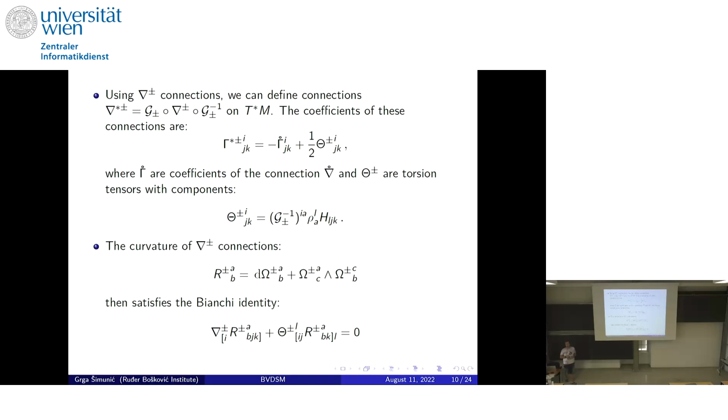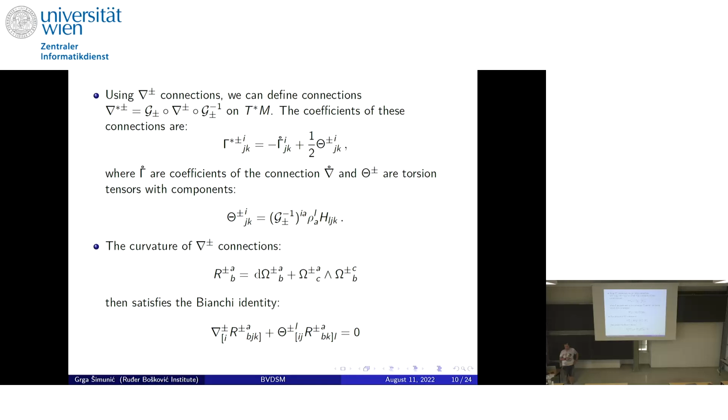We can also find the curvature of the nabla plus minus connections in the standard Cartan form. So R plus minus is d omega plus omega wedge omega. And there is a corresponding Bianchi identity that connects this R plus minus curvature and theta plus minus torsion.